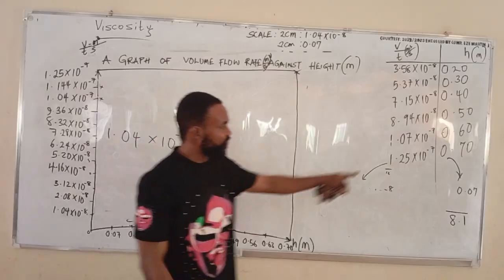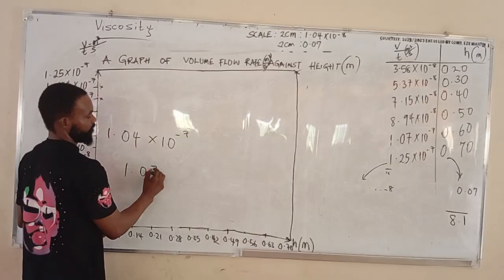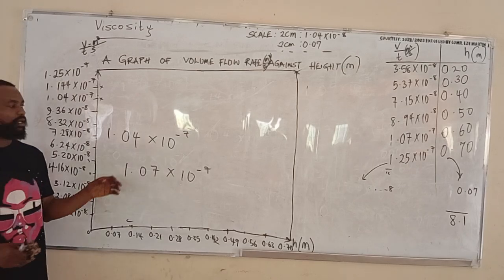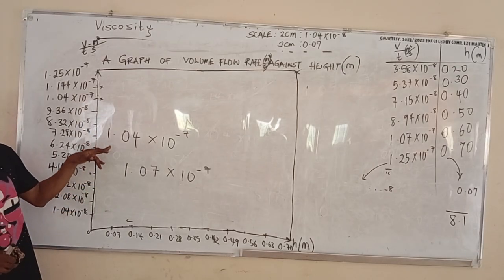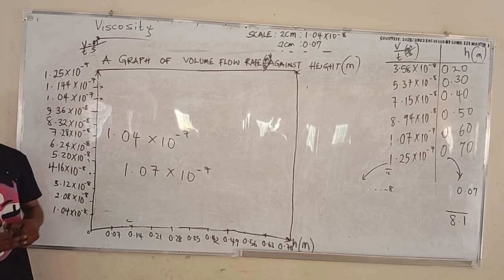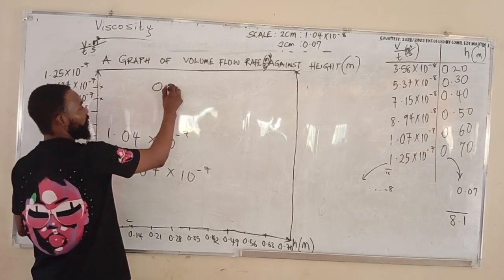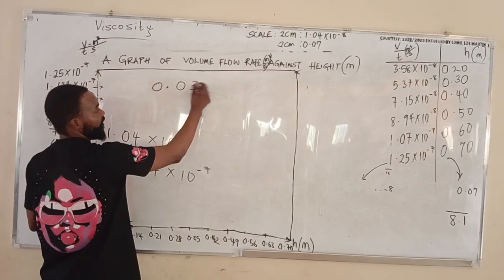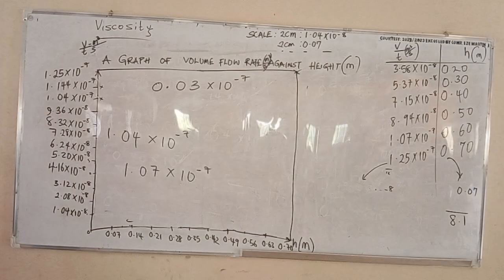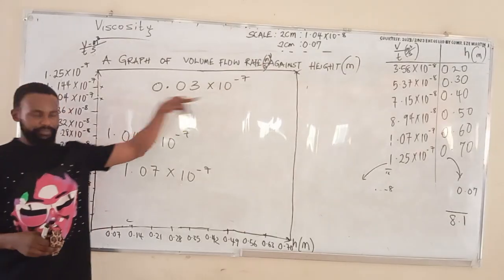Now, what we are trying to get is this, is it not? 1.07. Okay, so please relax. When I have this minus this, what do you have? 0.03. That is times 10 to the minus 7, is it not? Relax now. So I have 0.03 times 10 raised to the minus 7, right?